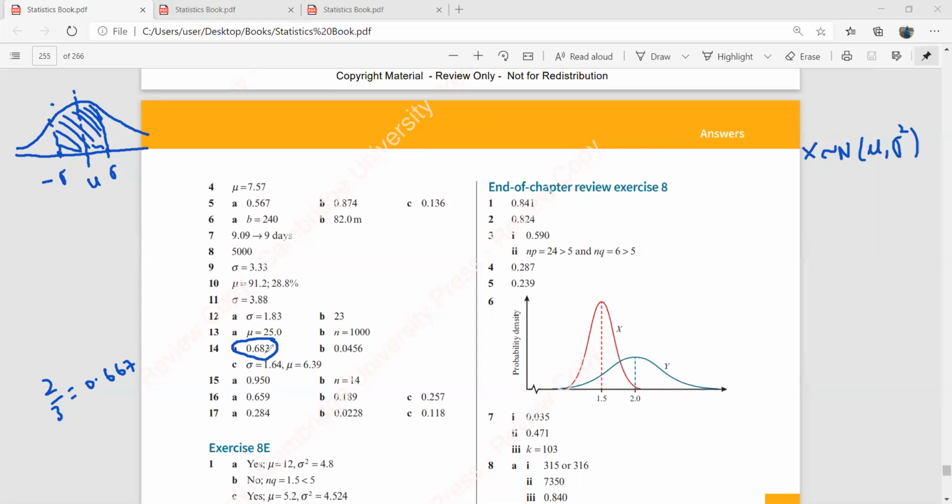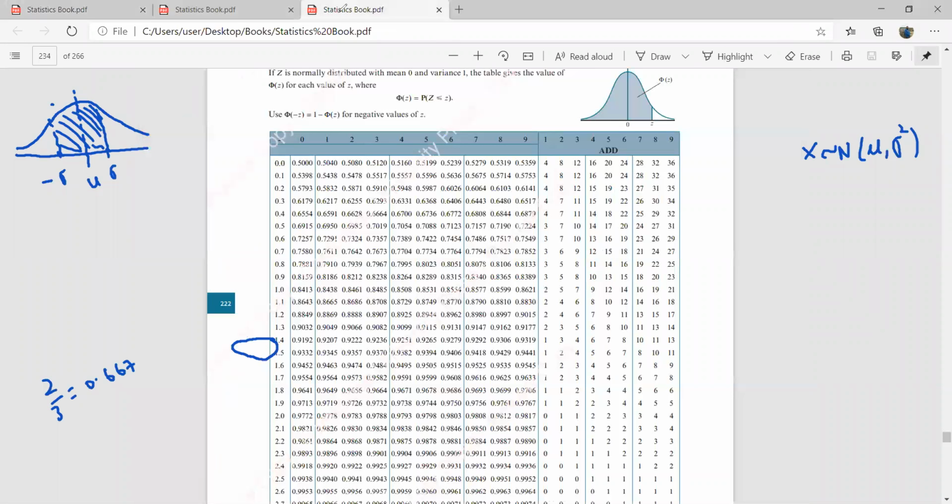So this is 0.683. That means we'll have to calculate this. So let's go back to the book and calculate it.